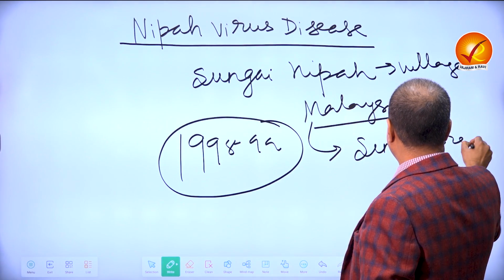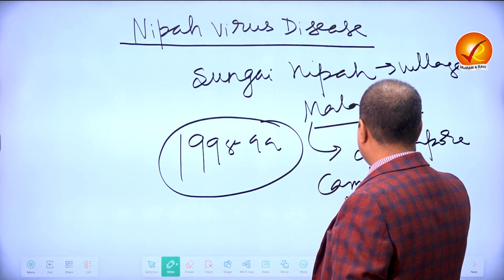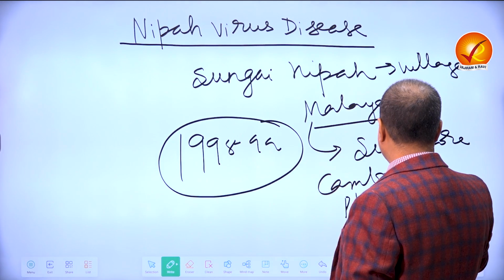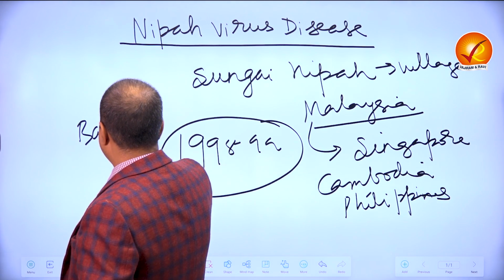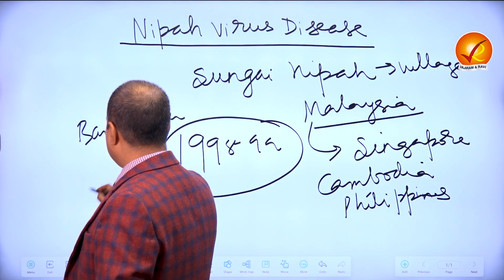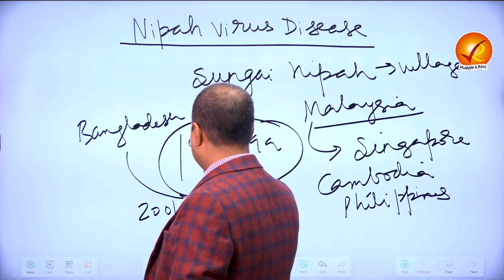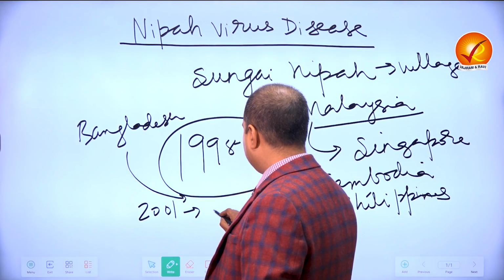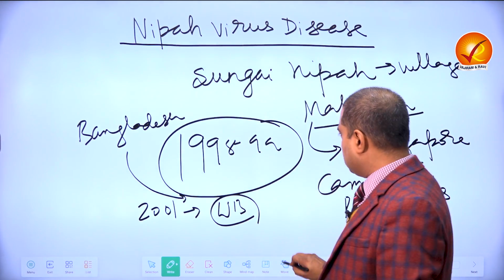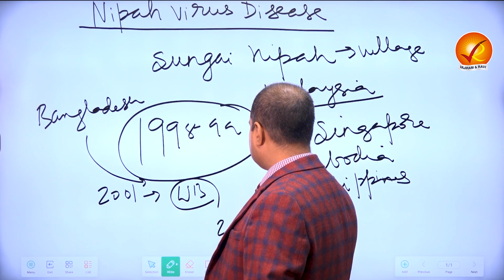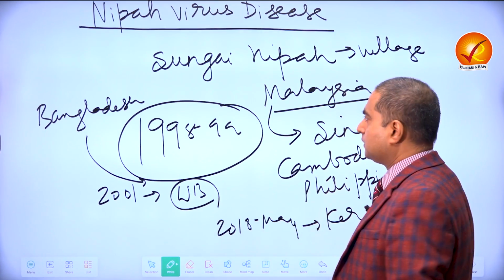Singapore, Cambodia, Philippines, then Bangladesh, and later, in 2001, for the first time from Bangladesh, it also entered India, from Siliguri in West Bengal, where Nipah virus disease was found. In Deep South, it was for the first time in May 2018 that the disease was reported in Kerala.